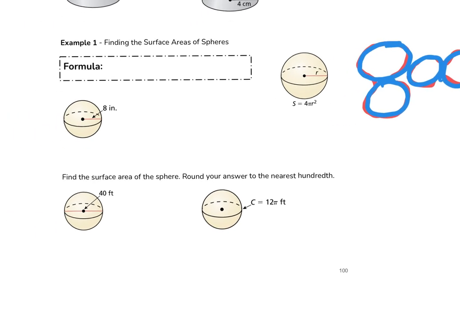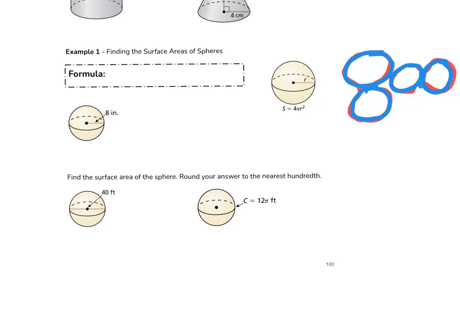And so the formula for the surface area is 4 times pi r squared. The area of one circle is pi r squared, but if I have 4 of them, it would be 4 pi r squared. So 4 circles would essentially cover up the outer part of that ball, whatever kind of ball it is.